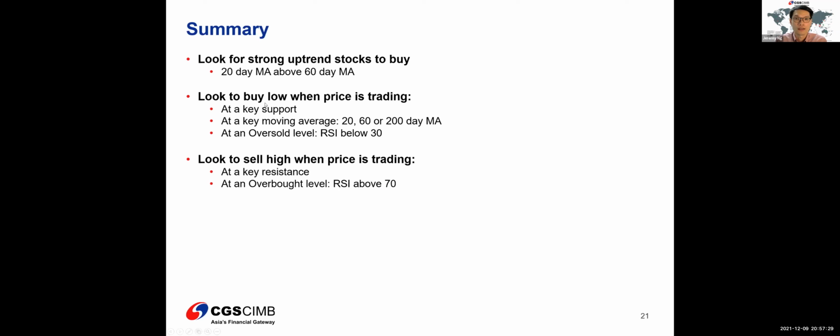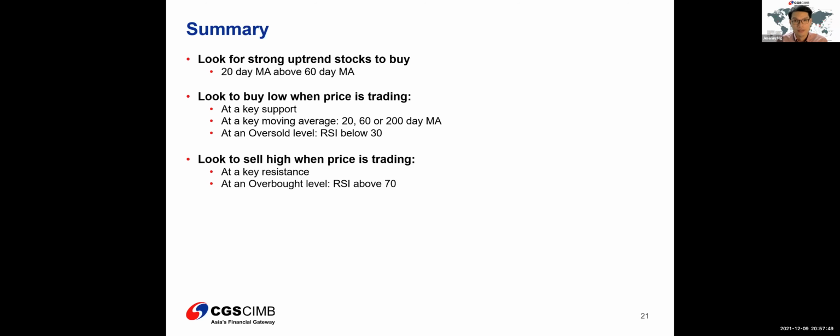What we would like to do then is to buy low. And what we mean by buying low is, first, buying at a support level. Second, buying at the moving averages that I mentioned, the 20, 60, or 200-day moving average, if you are trading within a very nice uptrend. And then last but not least, buying when we have an RSI that's actually below 30.